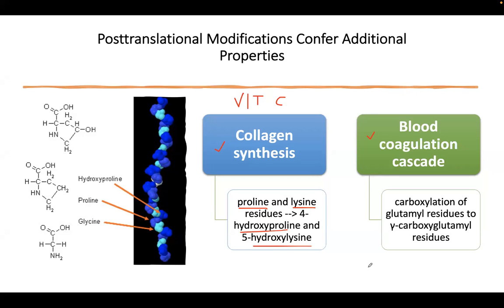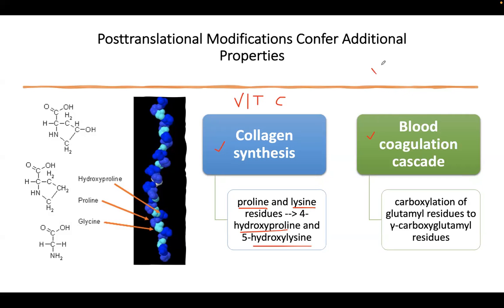Now, there's a very important biochemical process that occurs, and this is known as the carboxylation of the glutamyl residues. So the glutamyl residues from glutamate, okay? The carboxylation of glutamyl residues will yield the gamma carboxyglutamyl residues. This gamma carboxyglutamate plays a very important role in the blood coagulation cascade.